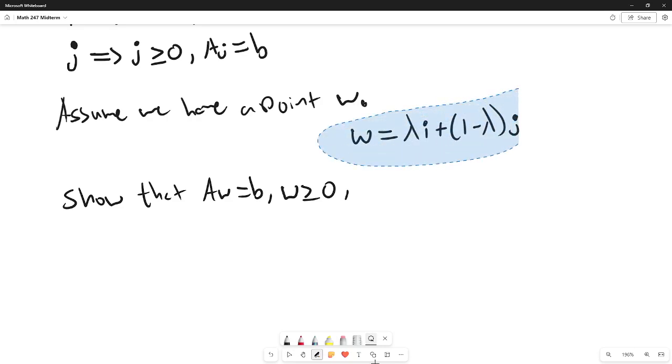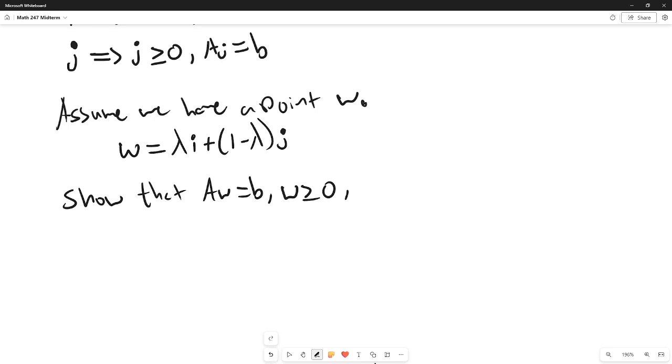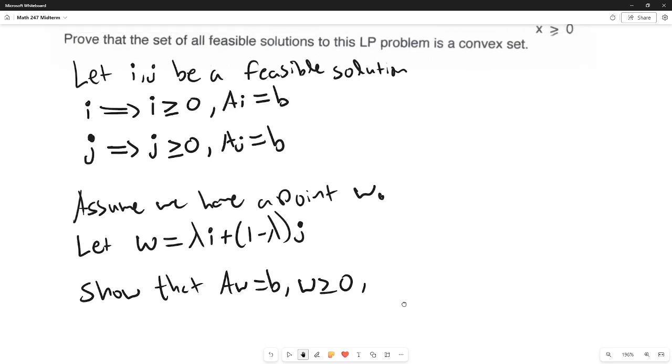Oh, hold on. Okay. So we're going to let. Ooh, why is that so small? We're going to let W equal a convex combination of point I and J. Okay? All right? And so we need to show that AW is equal to B and that W is greater than or equal to 0.